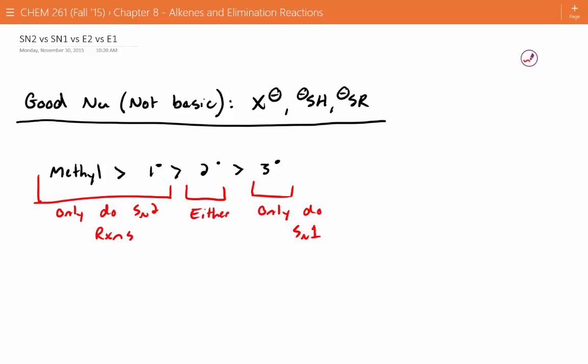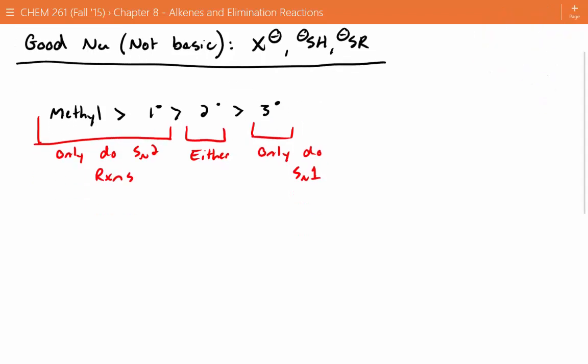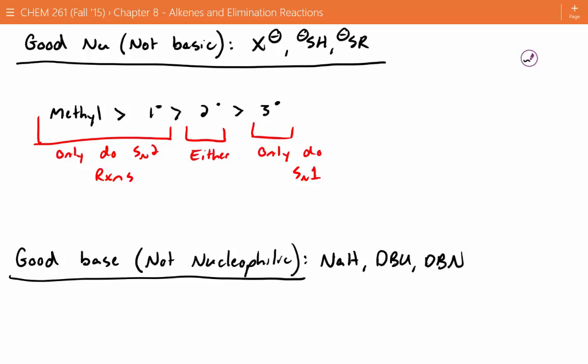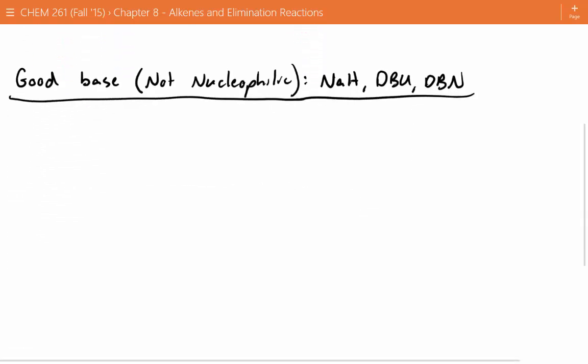All right, let's take a look at the counterpart. So this time, instead of using a good nucleophile, we're going to use a good base. Not nucleophilic. And what's an example of a good base that's not nucleophilic? Sodium hydride. What about other ones? DBU. Just rattle off letters, you're bound to run into it. DBN. Alphabet soup.